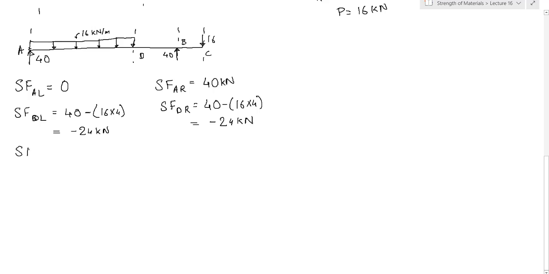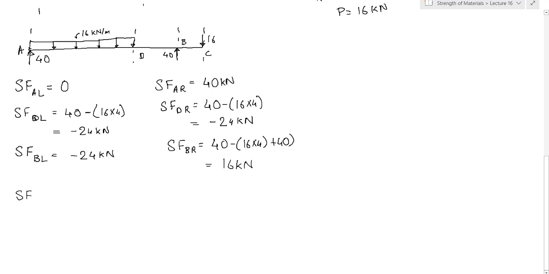So similarly, there will be shear force to the left of B, which will be again minus 24 kilonewton, and shear force to the right of B, which will be what? 40 minus 16 into 4 plus 40. So 80 minus 64 will be what? 80 minus 64 will be 16 kilonewton.